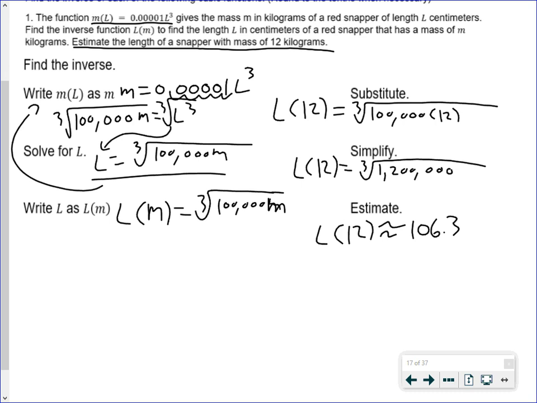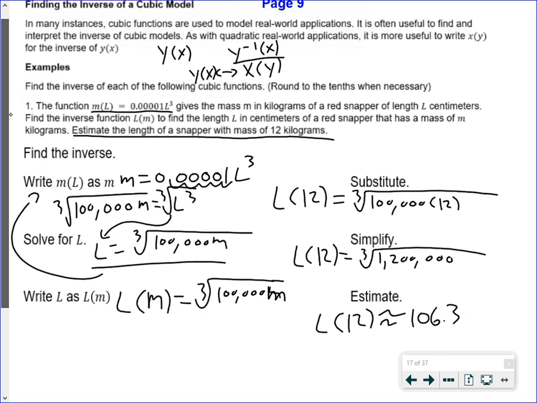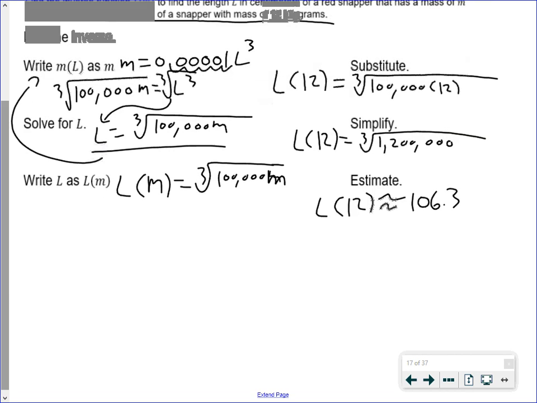This is very similar to solving quadratic models that we did in the previous video, in the previous day. You're just going to solve for your inverse and then plug in the value that we're given. So we're given 12 in this problem. We're going to plug that in, and we're going to solve for L.